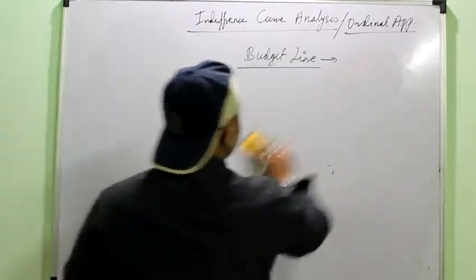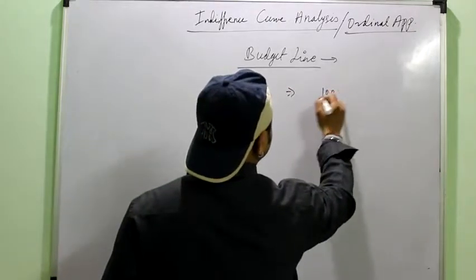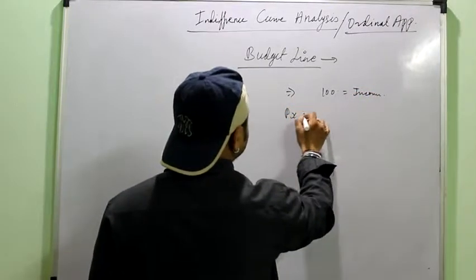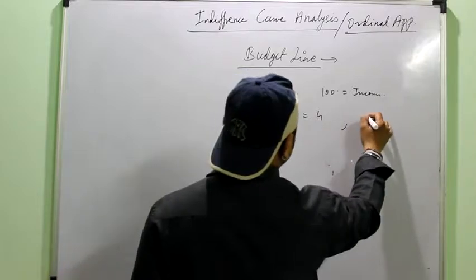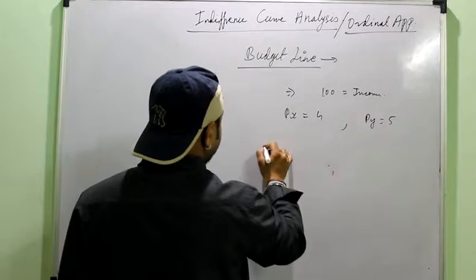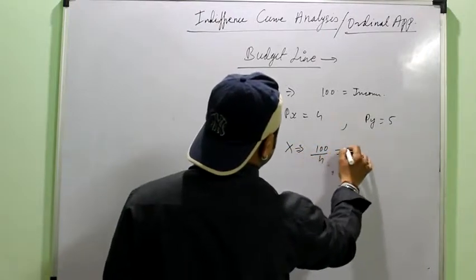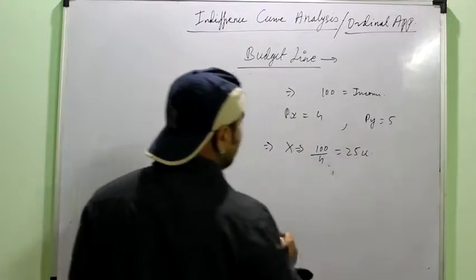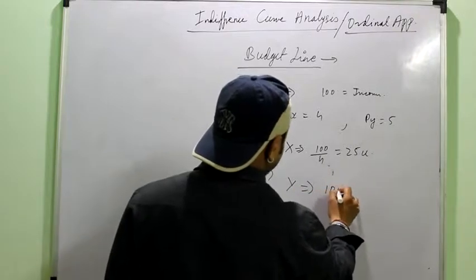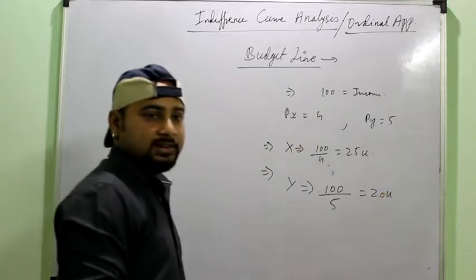Okay, to understand the concept of the budget line, we can look at an example. Suppose a person has 100 rupees with him, that is his income, and the price of good X is say 4 rupees per unit, and good Y is say 5 rupees per unit. If he spends his whole income on X, he can buy 25 units of X, while spending his whole income on Y, he can buy 20 units of Y, right?